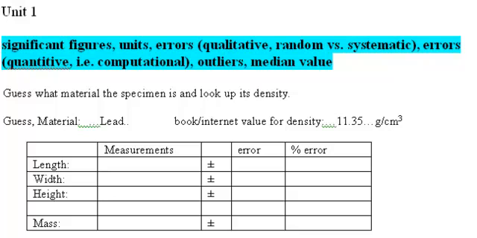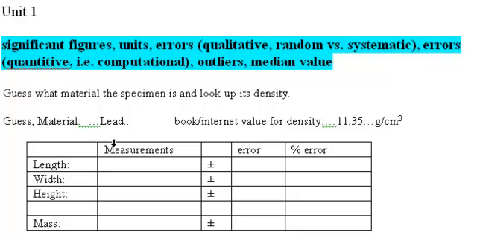I'm going to use the data that I got in my sample density lab that I posted, do the calculations there, and I believe in this recording, as I posted on YouTube with a maximum of 10 minutes, I think I only have time for looking at significant figures, units, and just a little bit on errors. The actual error calculation and looking at the errors I'll do in another recording.